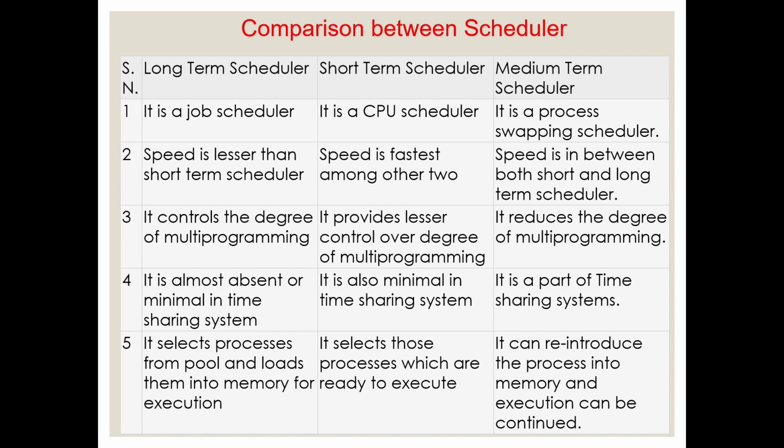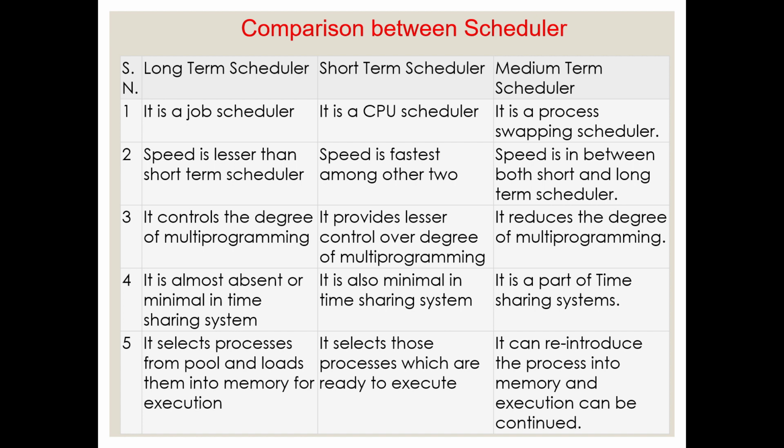Long-term scheduling controls the degree of multiprogramming. Short-term provides lesser control over the degree of multiprogramming. Medium-term reduces the degree of multiprogramming. It is also minimal or absent in a time-sharing system. It is part of a time-sharing system.